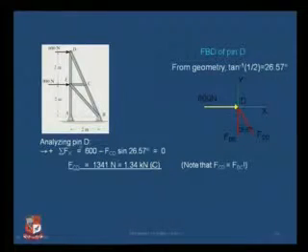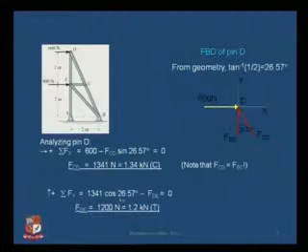So I have to equate this equation to 0, from which I will get FCD is equal to 1341 Newton or 1.34 kilonewton under compression. Now again, what is to be seen is whether FCD will be equal to FBC or not.